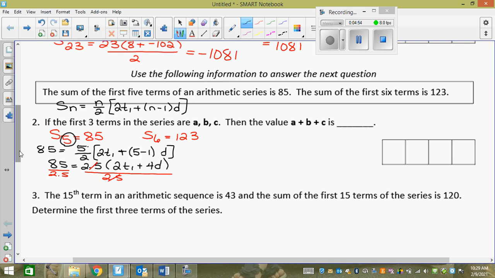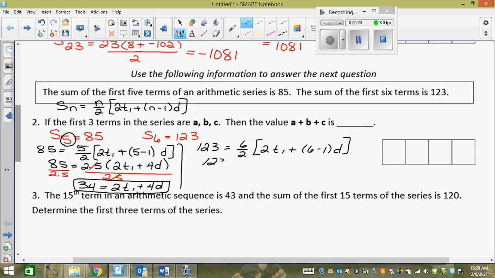So you get 34 equals 2t1 plus 4d. That's one of my equations, right? And then I do the next one. 123 equals 6 divided by 2, bracket 2t1 plus 6 minus 1d. So I get 123 equals 3, bracket 2t1 plus 5d. And then I have to divide by the 3. So it's going to be 41 equals 2t1 plus 5d.